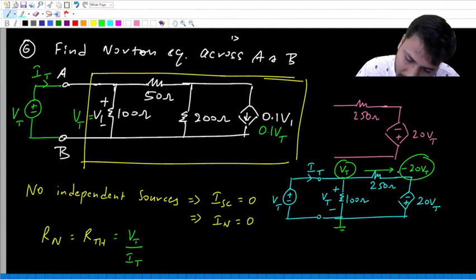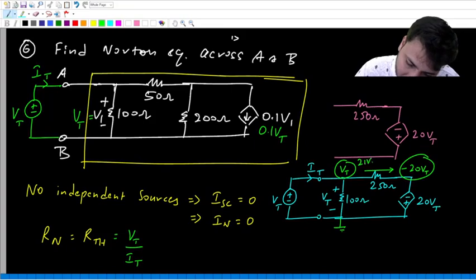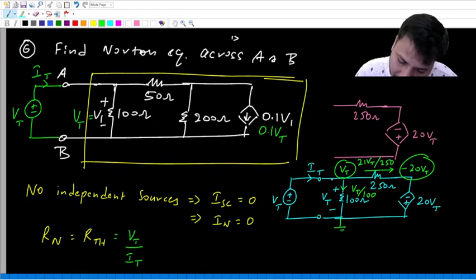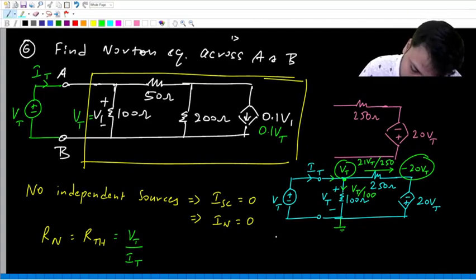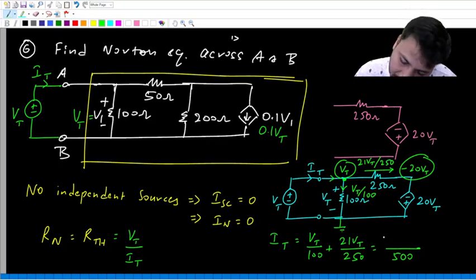So what is this current? It is VT minus minus 20 VT, which is 21 VT by 250. And this current is VT by 100. Now at this point IT is entering, and these two currents are leaving. So IT equals VT by 100 plus 21 VT by 250. What is the LCM? I think 500. So it is 5 plus 21 times 2, which is 47.